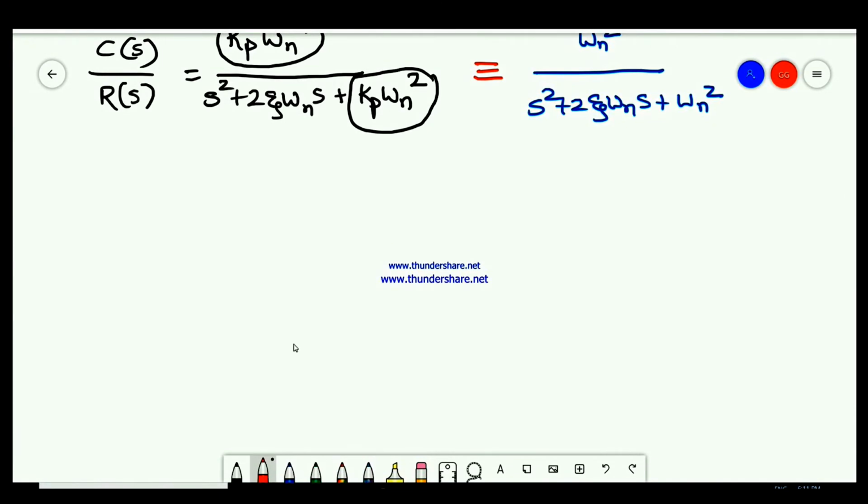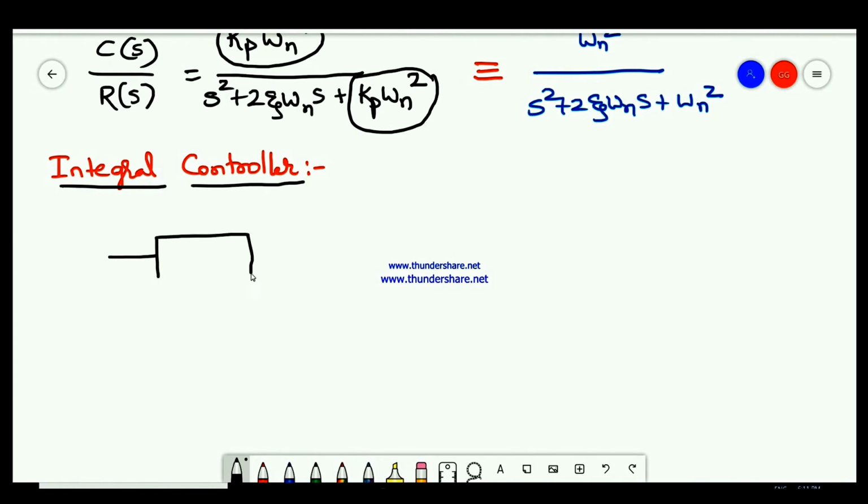Let's now consider an integral controller, and let us work on what the integral controller is all about. Let us firstly look into the block diagram of an integral controller, where an input e of t is given to an integrator. Normally we write in the time domain. So e of t is given to the input of the integral controller, where an integrator is used. Output is n of t.